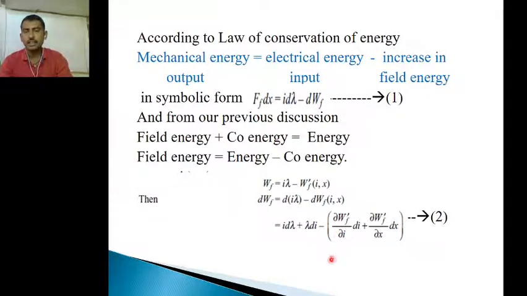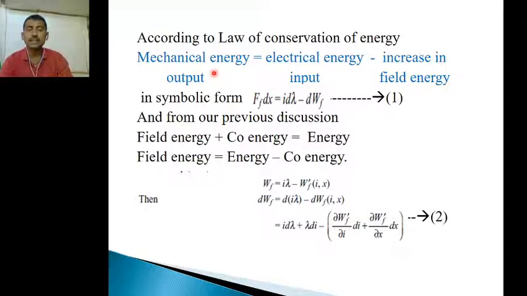According to the law of conservation of energy, energy can neither be created nor destroyed, and it is transferred from one form to another. So the electrical energy input is equal to the sum of the mechanical energy output and the energy stored in the magnet, which is the increase in the field energy. From that equation, mechanical energy output is equal to electrical energy input minus increase in the field energy.